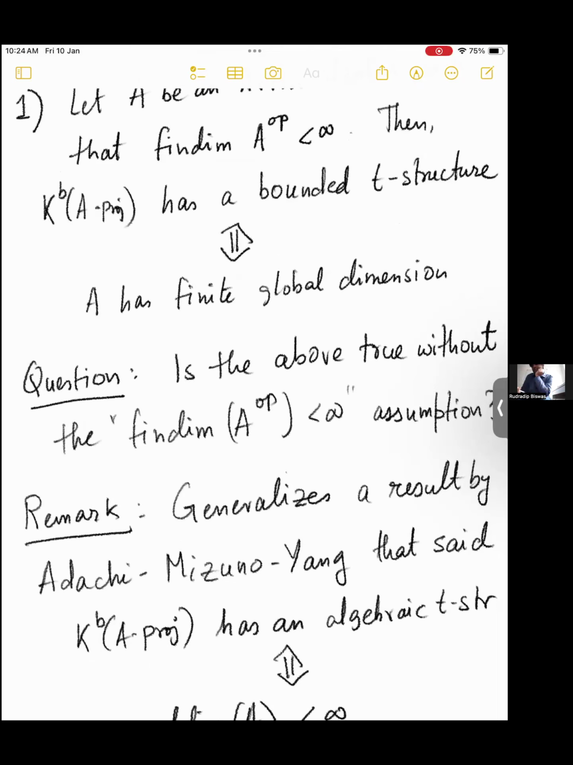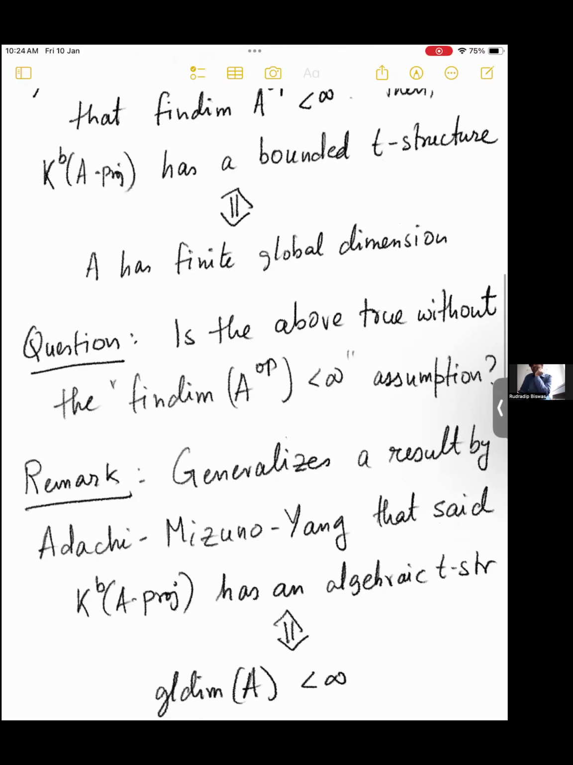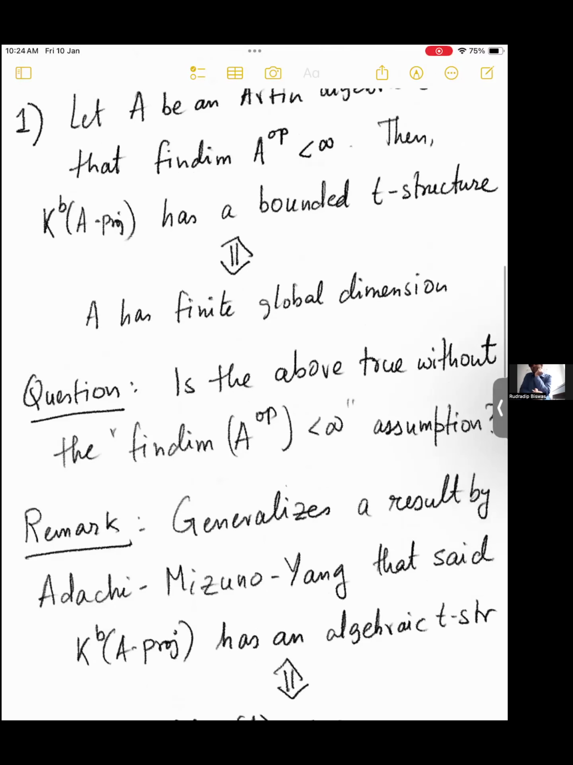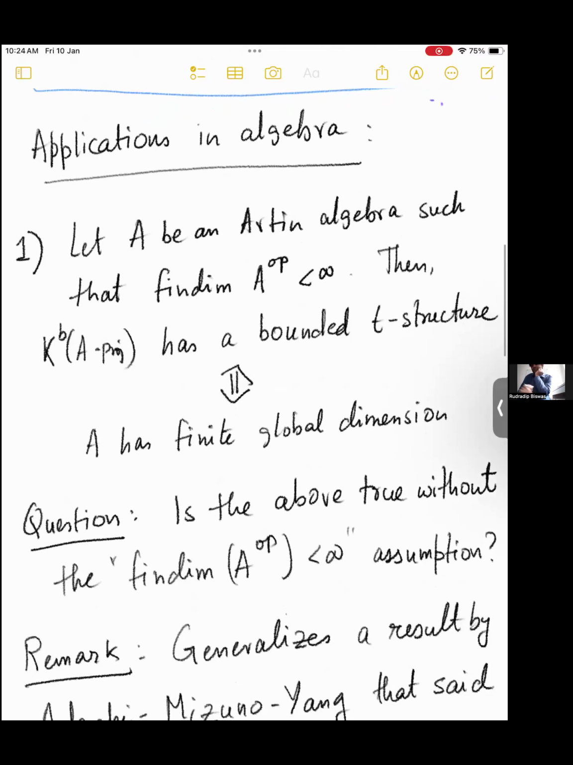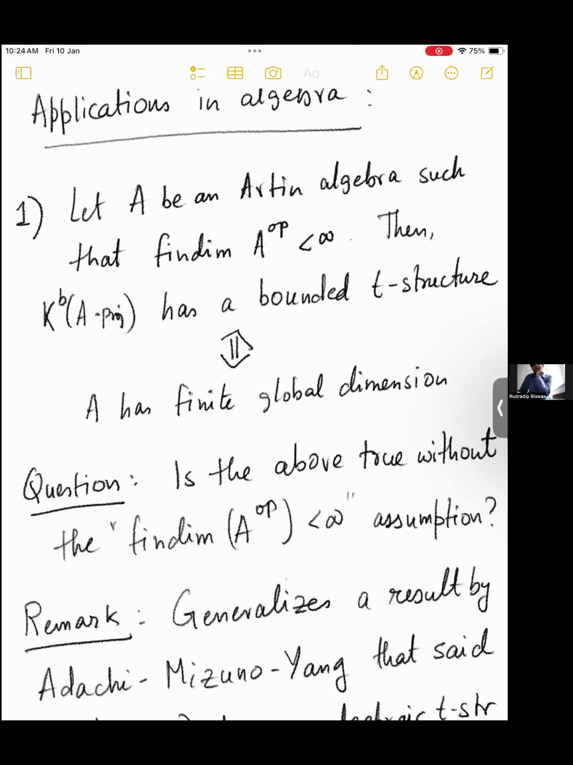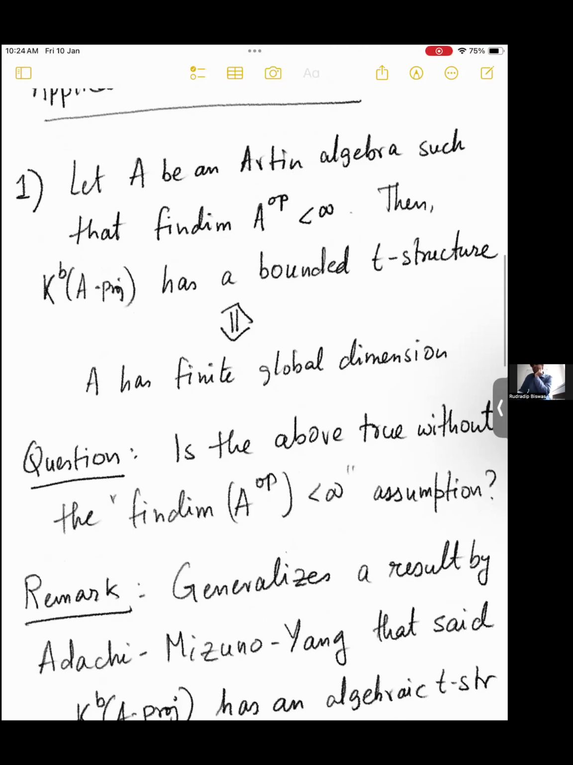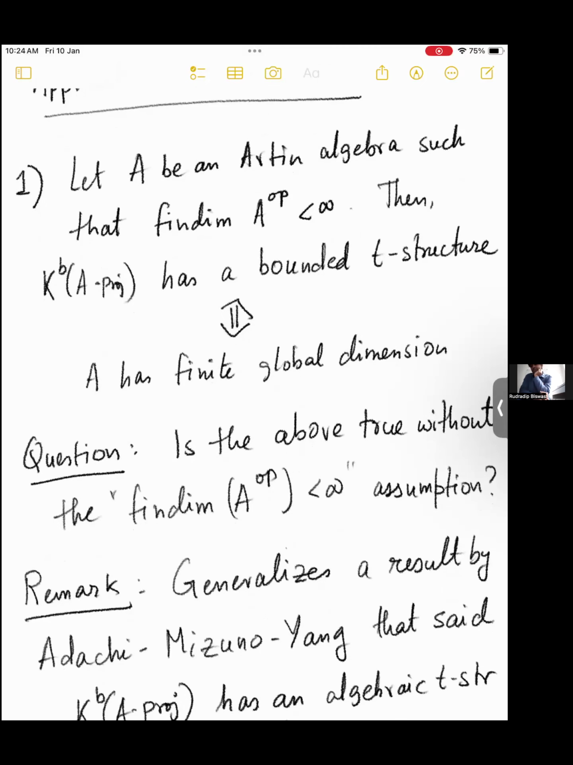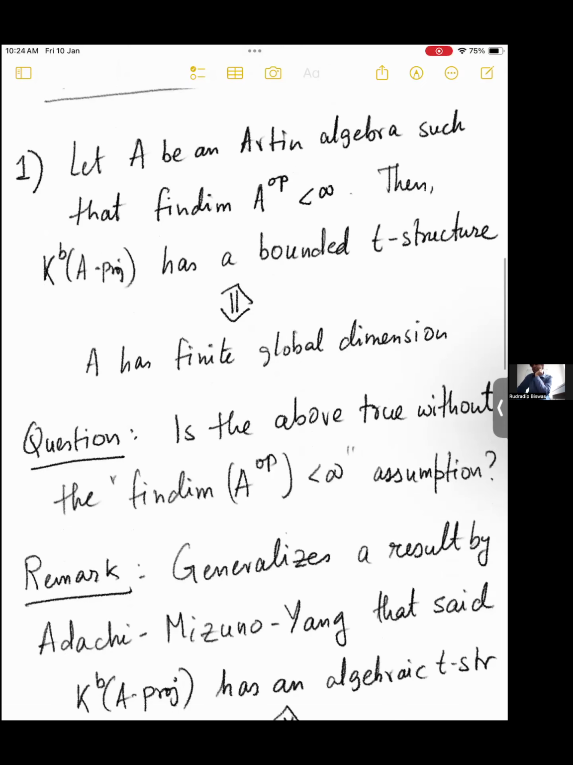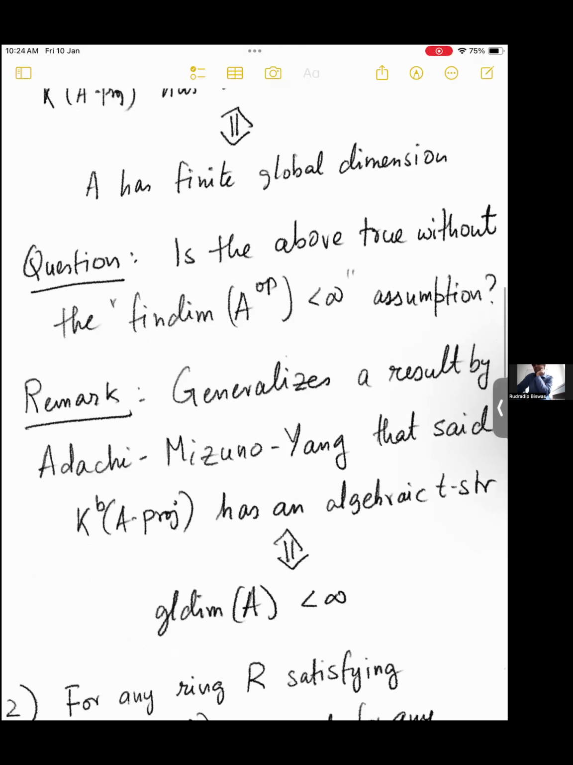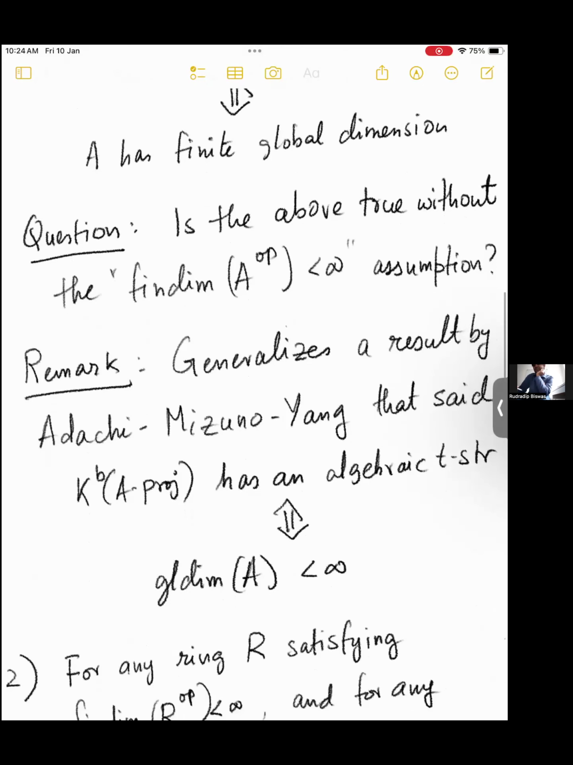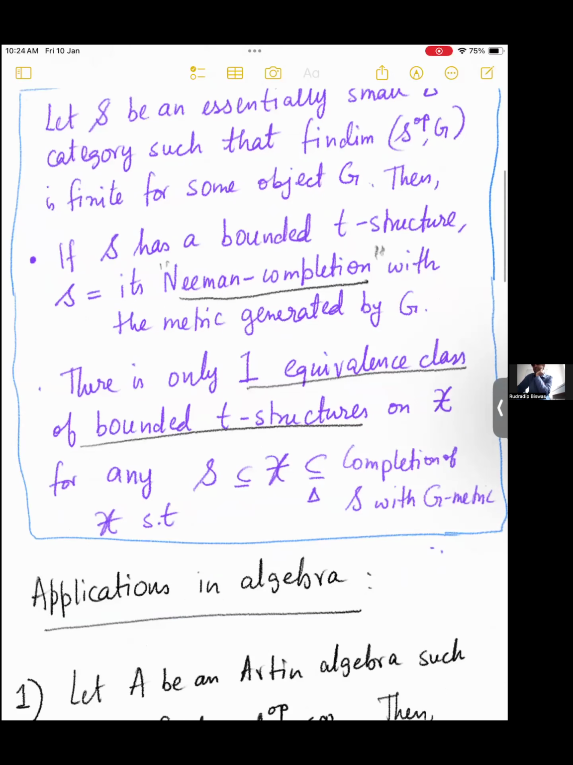So a very obvious question that remains is whether number one is true without the finite findim assumption. I have had some ideas over the past year about how to tackle this, but it is still open.